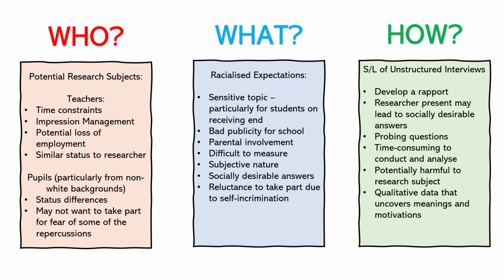Bad publicity for the school. Of course, if a school is found to have racialized expectations, it could create bad publicity. The counter to that is that most researchers provide anonymity and confidentiality. They do not name the school that they have researched. They will give it a pseudonym.